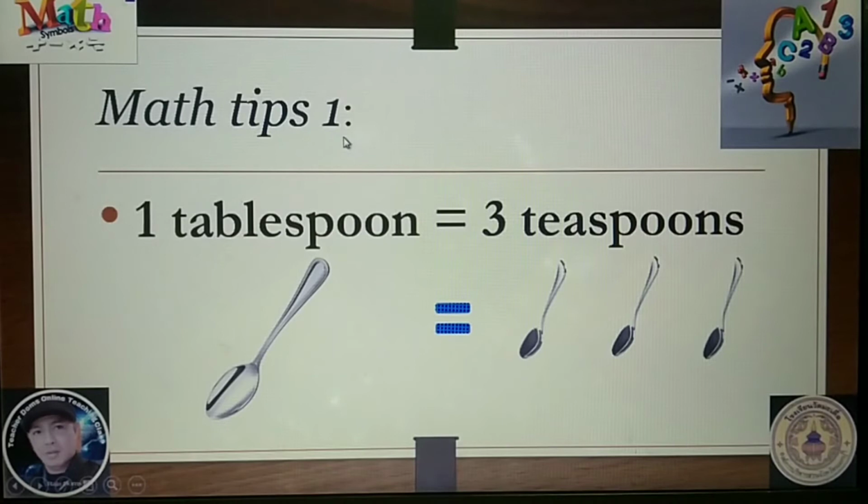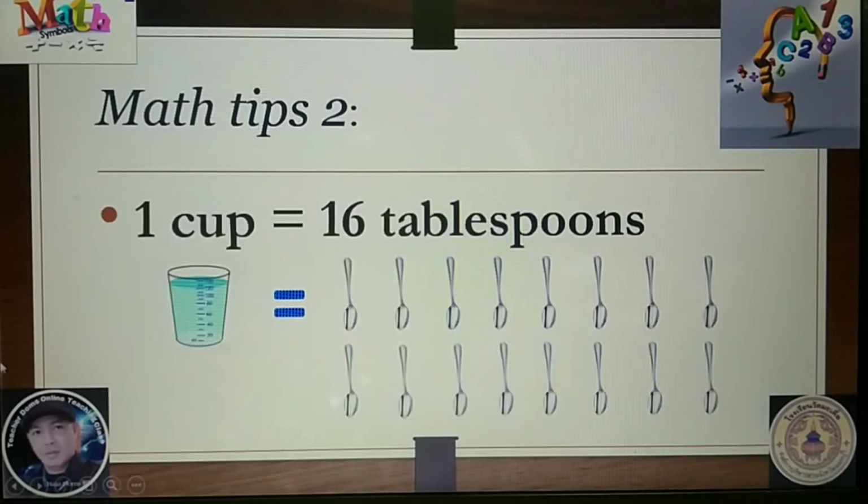Math tips number 1: 1 tablespoon equals 3 teaspoons. Math tips number 2: 1 cup equals 16 tablespoons.